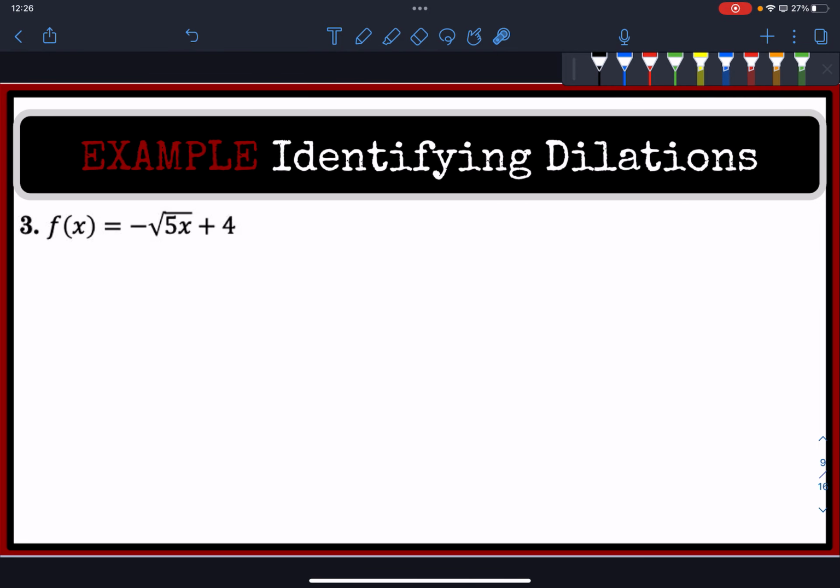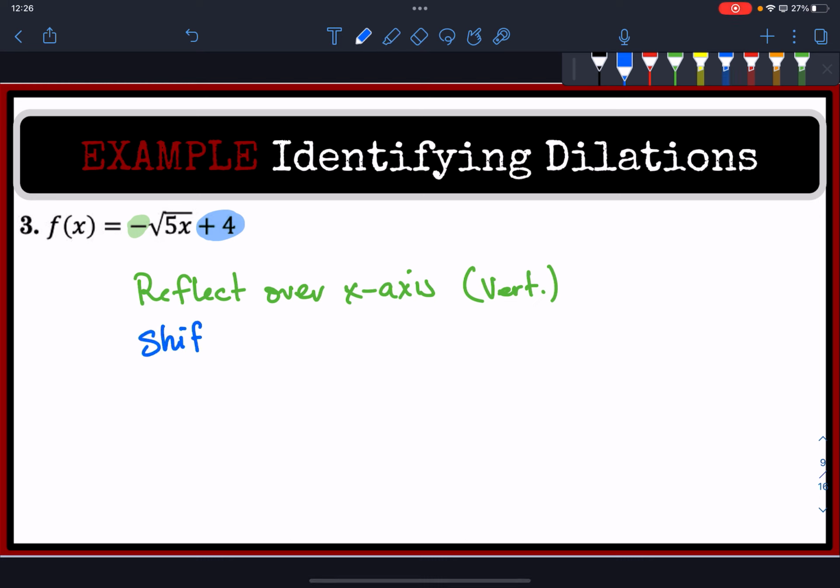on this one right here, let's focus first on the things that we know. Focusing on the negative on the outside, from the previous lesson we know a negative on the outside is going to result in a reflection over the x-axis. Outside, that's going to be a vertical reflection, a vertical effect. Having the 4 on the outside is going to affect it vertically, and it's going to shift the graph 4 units up.